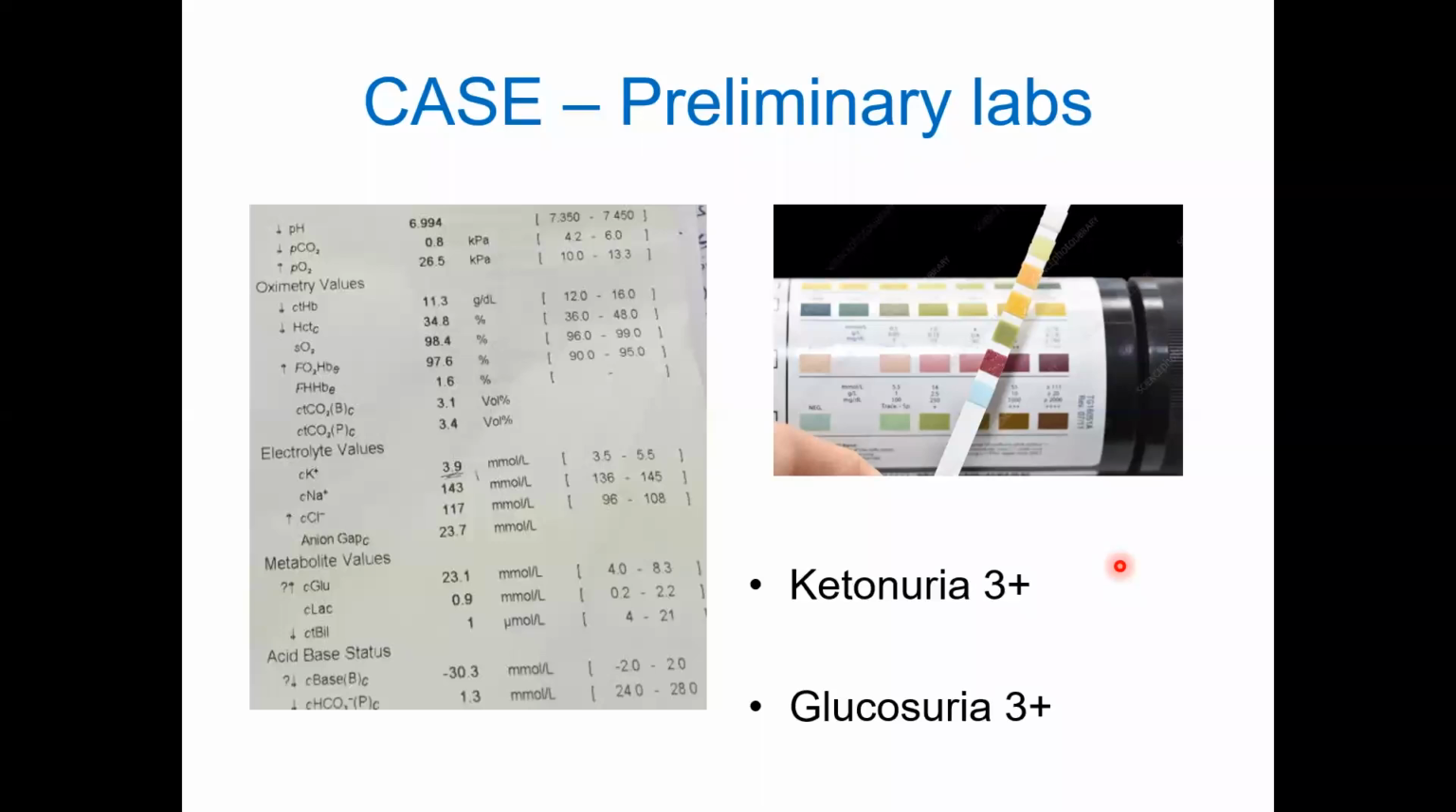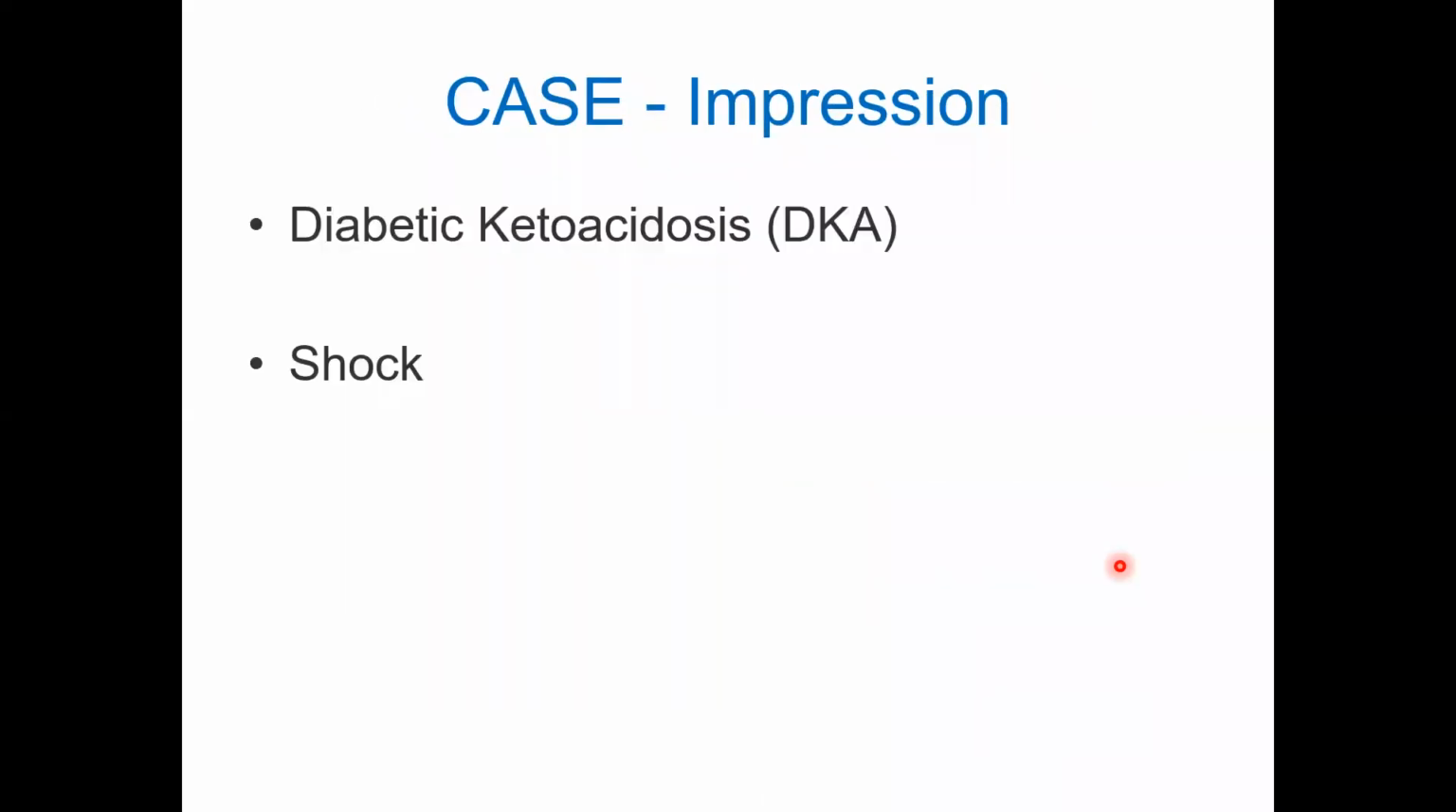So based on these parameters and the clinical presentation, an impression of diabetic ketoacidosis was made in a child with shock. So I will request the host to launch the first poll question.